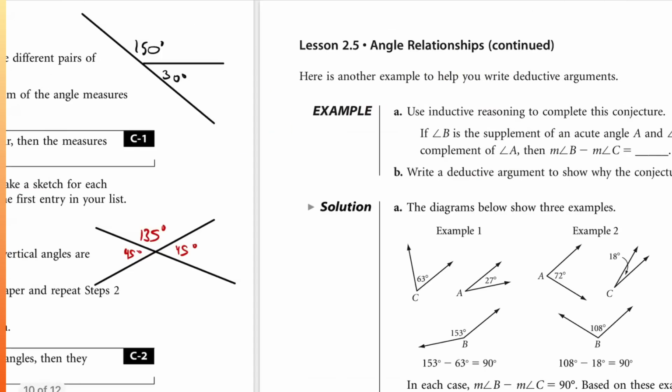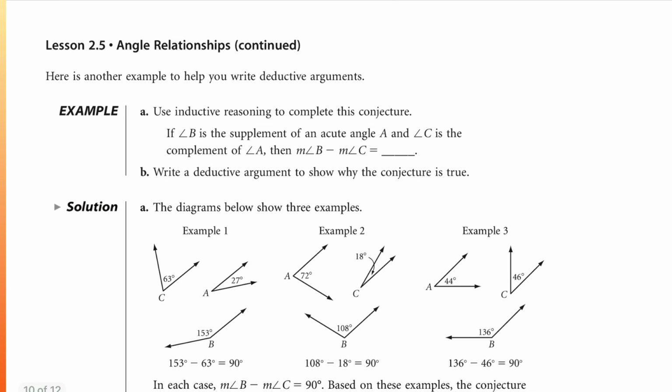Here's an example. Use inductive reasoning to complete the conjecture. If angle B is a supplement of an acute angle A and C is a complement of angle A, then B take away C must equal... Ooh, that's interesting. So let's see. B is a supplement of A. So we know that angle B plus angle A equals 180 by definition. This one has to be acute because they tell you that.